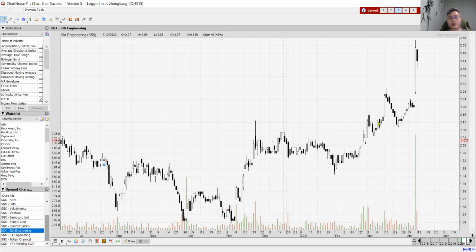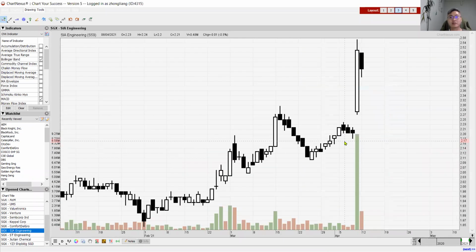Then we have SIA Engineering. So just like to extend some congrats to some of the traders over here who have SIA Engineering since I highlighted it at this level at 2.11. I myself added some position over there, and it came as a surprise last Friday that this counter shot up, broke up from its resistance at 230, and then went as high as 254, 55. Before today, we see some pullback.